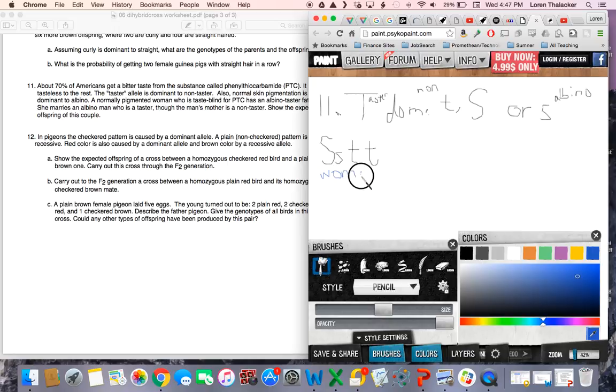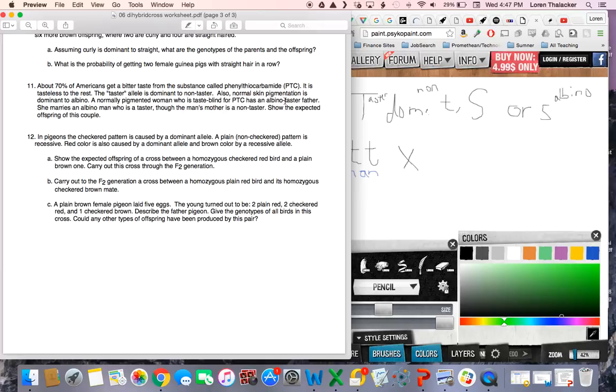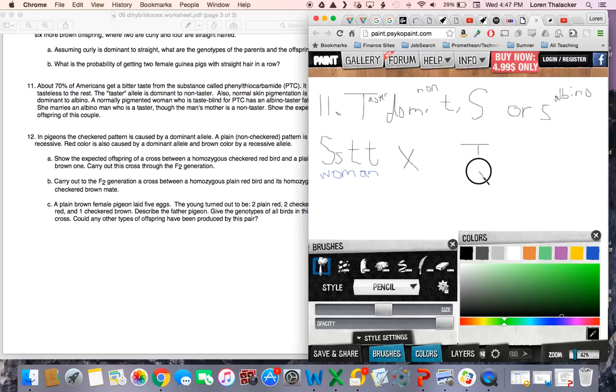Okay, and she is going to marry a man that is a taster, but his mother is a non-taster. So if his mother's a non-taster, she has 2 recessive alleles. So she must have passed on one of those recessive alleles. So even though he can taste, he has at least 1 recessive allele. And we also know that he is an albino man. And if he's an albino man, he has both recessive alleles for skin color. We'll give him a green. This is for the man.